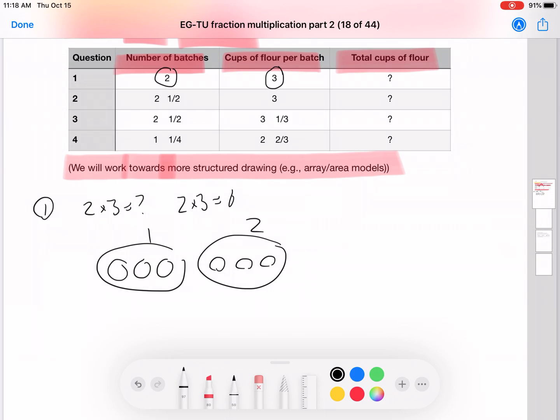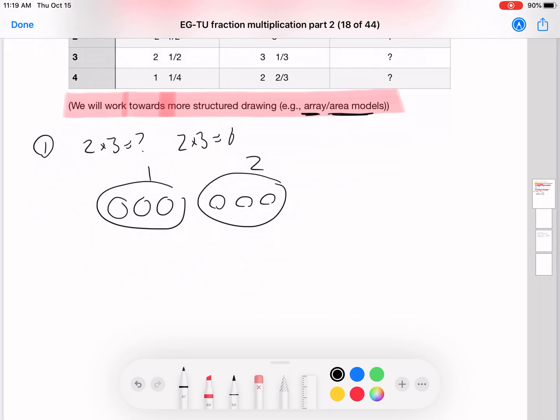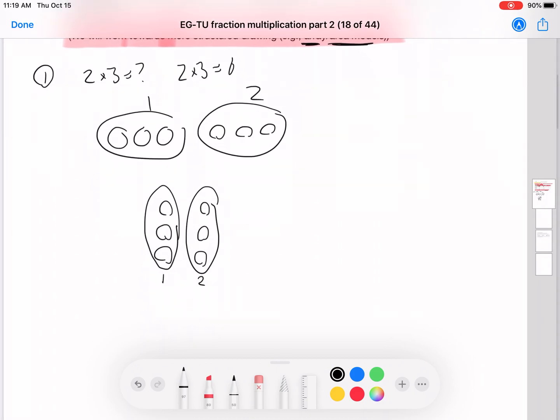However, I am going to start to draw some of these problems slightly differently so that I can start to work towards more of area or array models. If you remember area and array models, they had numbers going this way and numbers going this way. And so what I could do is I could do 3 cups of flour for one batch, and then another 3 cups of flour for the second batch. And when I do that, you're going to see the number of batches going this way and the number of cups going this way. But you can still see there's 6 total cups that are going to be needed.